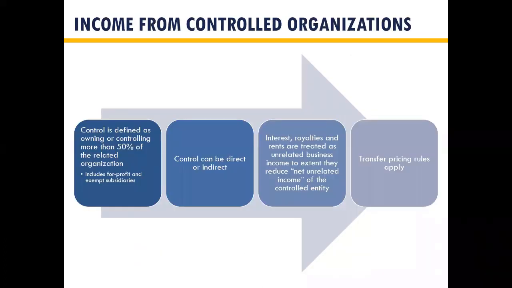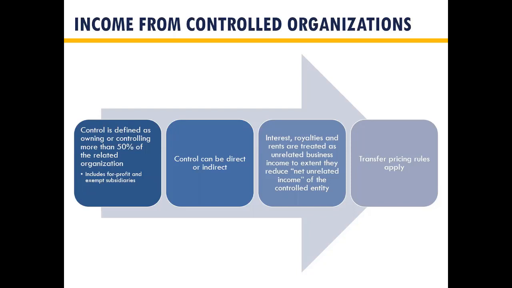So this slide provides a bit more detail on the special rules pertaining to income from controlled organizations. And with control, that's direct or indirect, the interest, royalties, and rents that are passed through may be treated as UBI if they're essentially treated as an expense by the other organization within the controlled group. And this falls under some of the related party rules of IRC section 318.